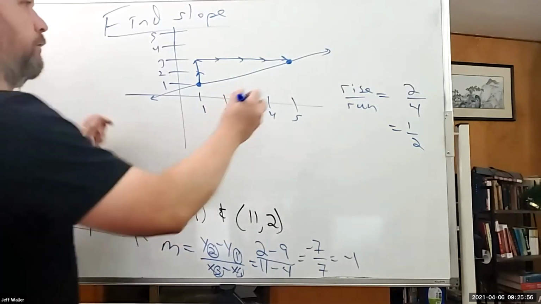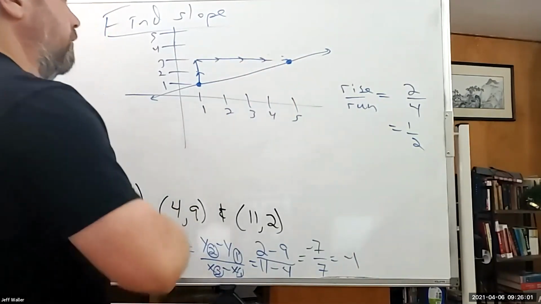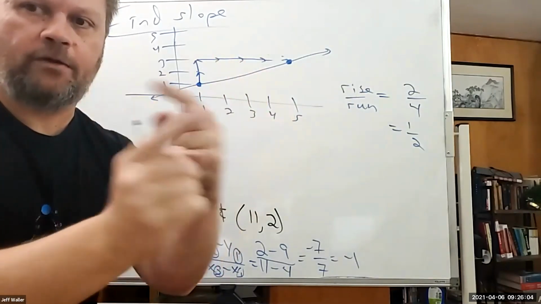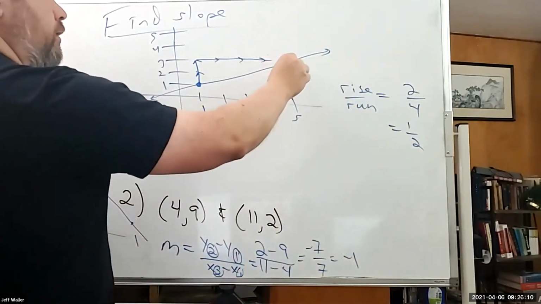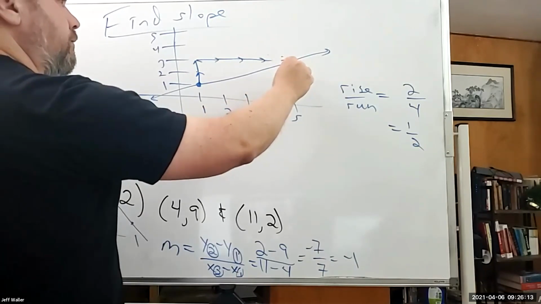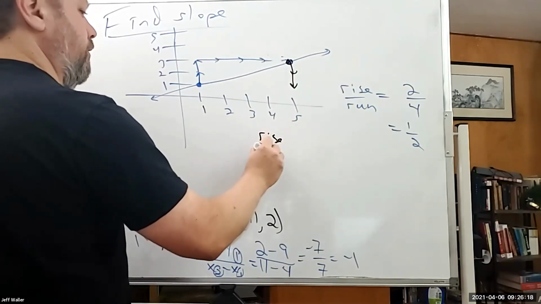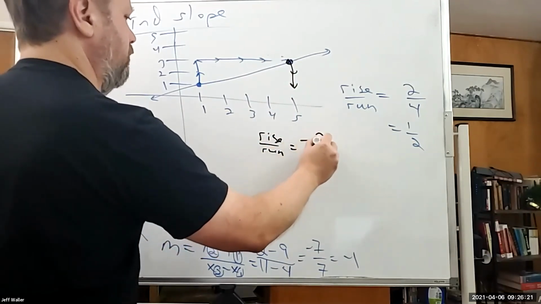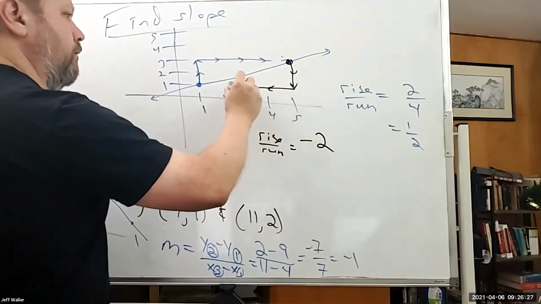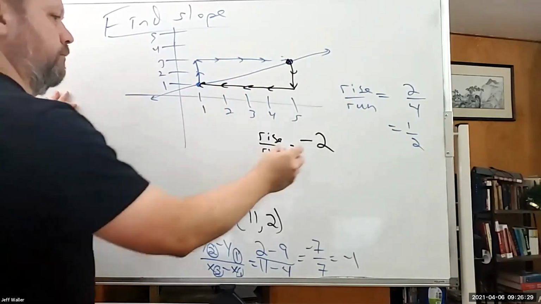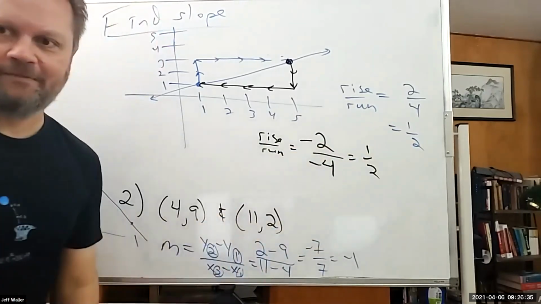What if I had gone the other way? If I start here? This is kind of like related to switching the x and the y when we do the slope. Remember, it doesn't matter which point you start at. What if I start here? How much do I go down? 2. So I go down 2, right? That down means negative. And then how much do I go back? -4. Isn't that still 1/2, correct?